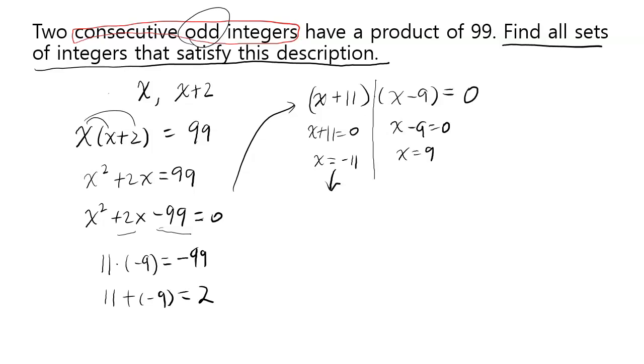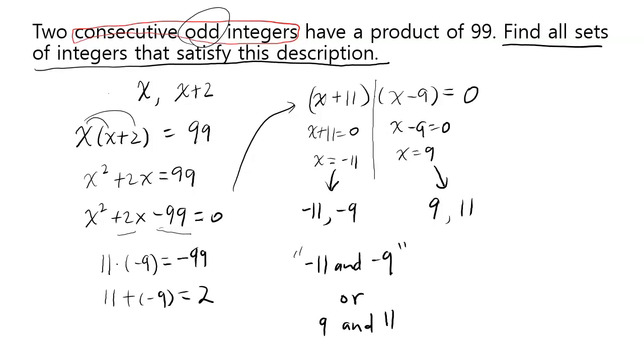So this here actually corresponds to negative 11, and negative 11 plus 2 is negative 9. So that's the two numbers. And this one here corresponds to 9, and 9 plus 2 is 11. So those are the two numbers. So the two integers are negative 11 and negative 9, or 9 and 11. So those are the two possible answers. And it said find all sets of integers. So we found all the possibilities. So that's the answer.